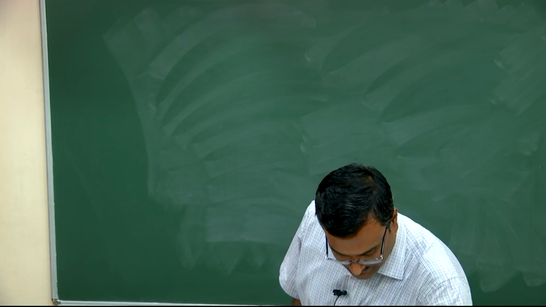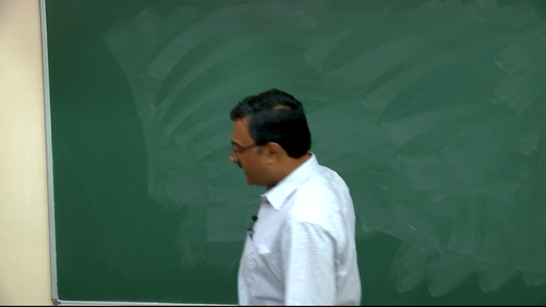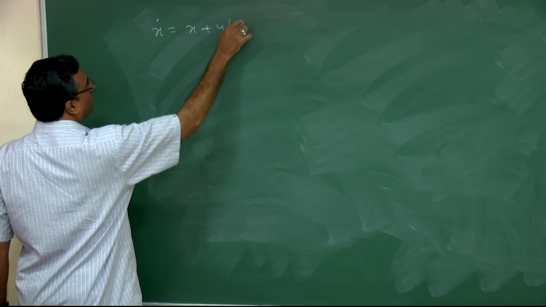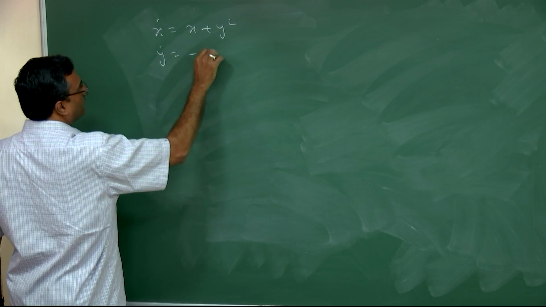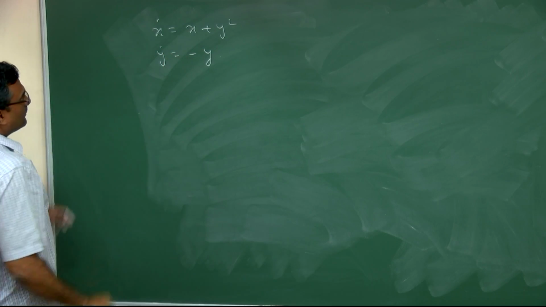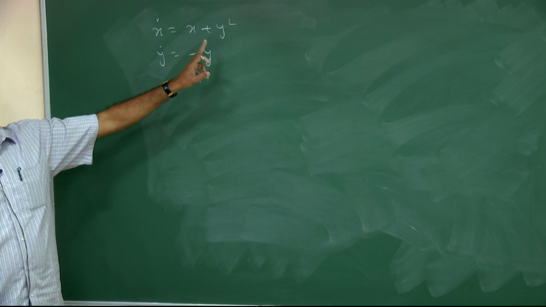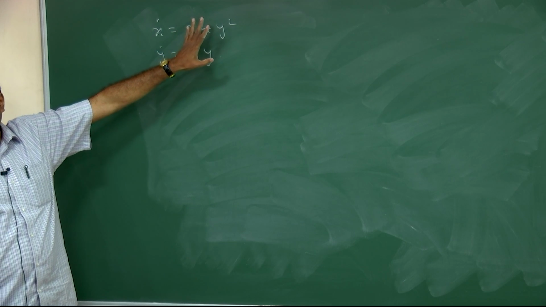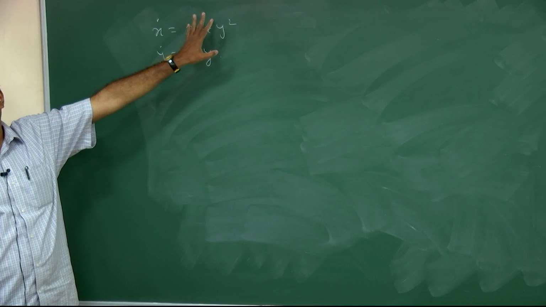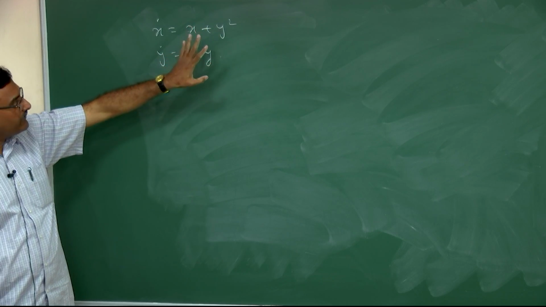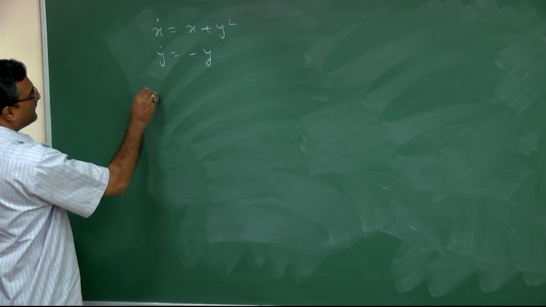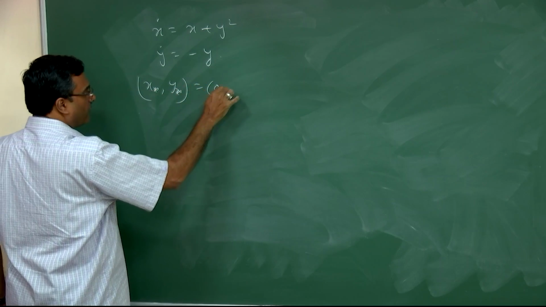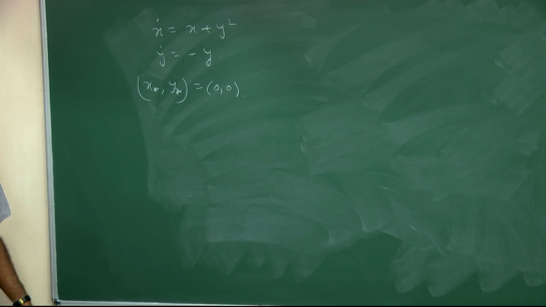We consider this system x dot equal to x plus y square and y dot equal to minus y. I am considering this system only because I can show you that although this is a pair of coupled nonlinear equations, still you can find their solution explicitly. So first of all, you just verify that in this case your (x star, y star) is (0, 0). This is the equilibrium point.